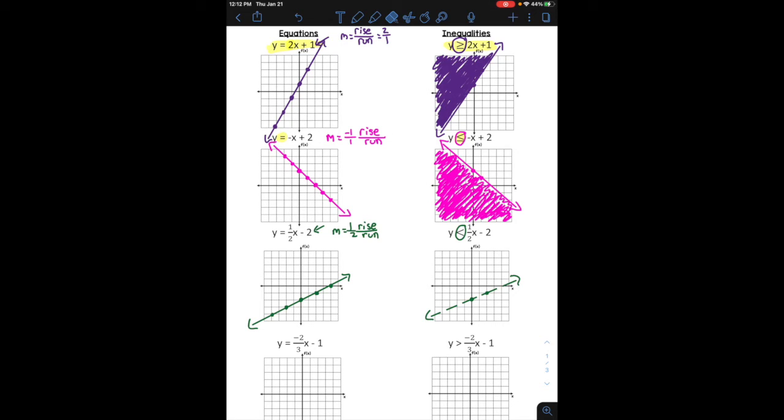Again, that means that the ordered pairs on that line are not solutions. Where are they? They are less than the line. Since it's less than, we're going to shade below the line, showing that all the ordered pairs below the line are solutions to the inequality.